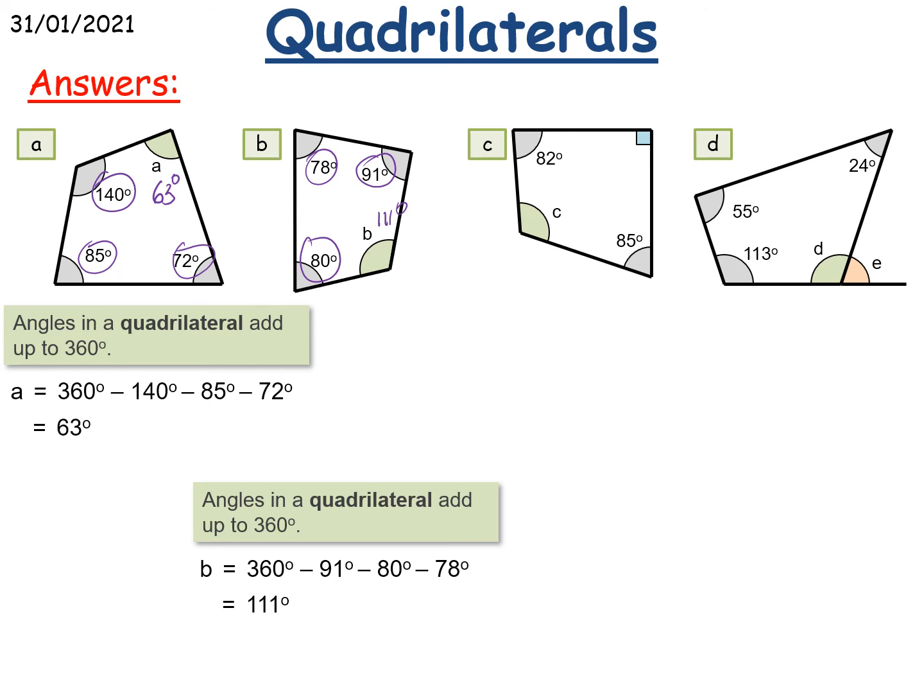What about C? Well, we add up the known angles. This is a right angle, that's 90 degrees. Take away from 360 and we will get our answer.